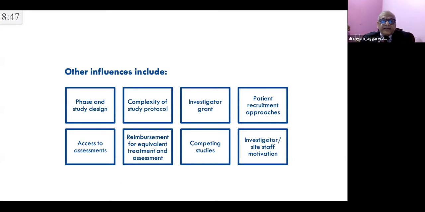Then, of course, the complexity of the study protocol. For example, if it is a double-blind, placebo-controlled study, you really need to have blinded people, and of course, you need to understand the complexity. The investigator grant, of course, you have to negotiate with the CRO or with the sponsor. Then, of course, very important, patient recruitment approaches. Advertisements are usually not desirable and are prohibited by most of the ethics committees.